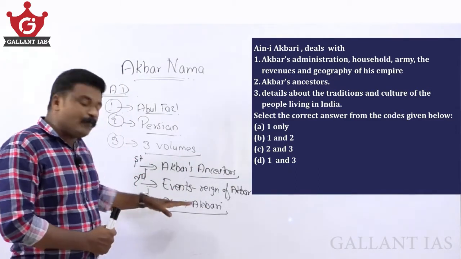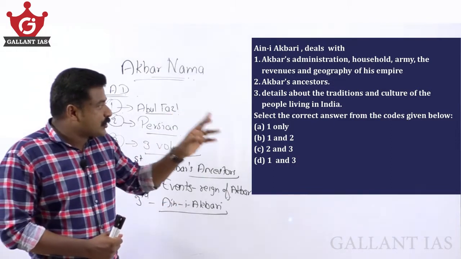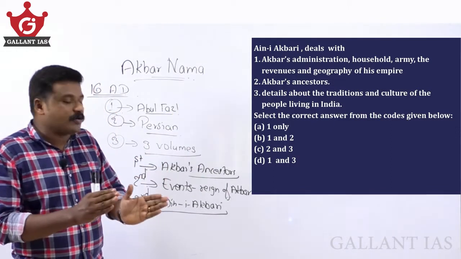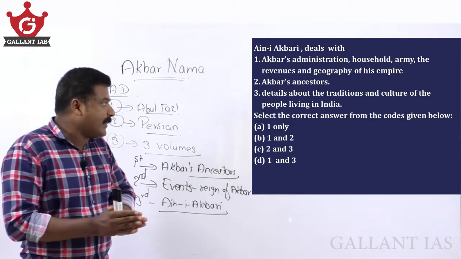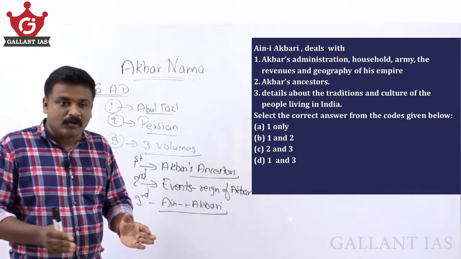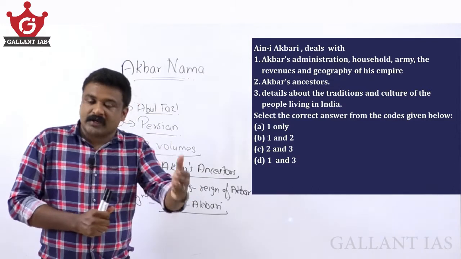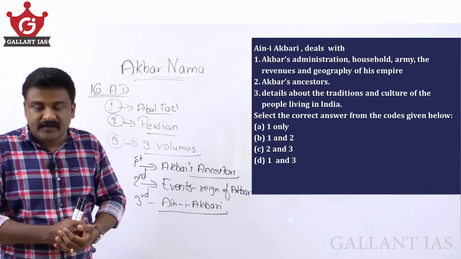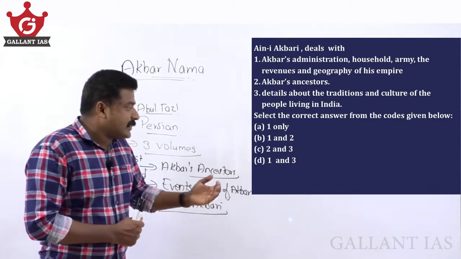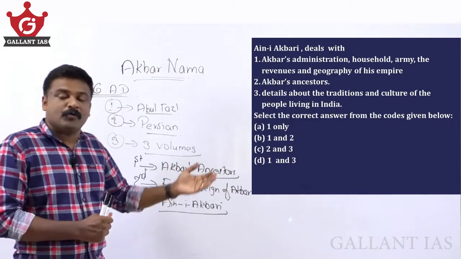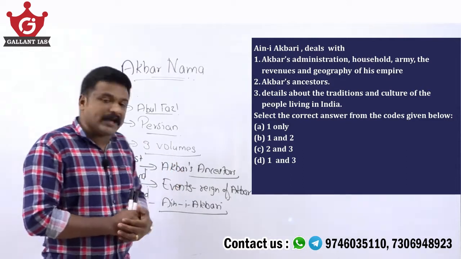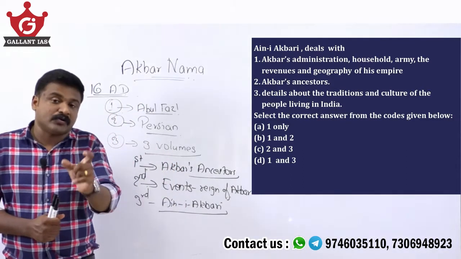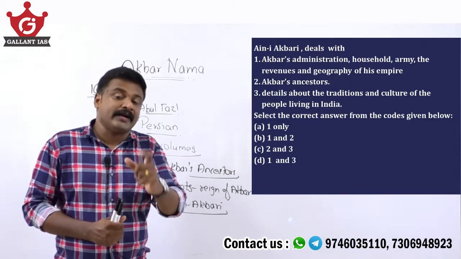So the third part, which is Ain-e-Akbari, gives us information about the administration of Akbar, household, army, revenues and geography of his empire. Also it gives information about the culture and traditions of the people living in India. It gives a statistical account of crops, prices, wages, revenues, etc. That is the third part of Akbarnama, which is called Ain-e-Akbari.